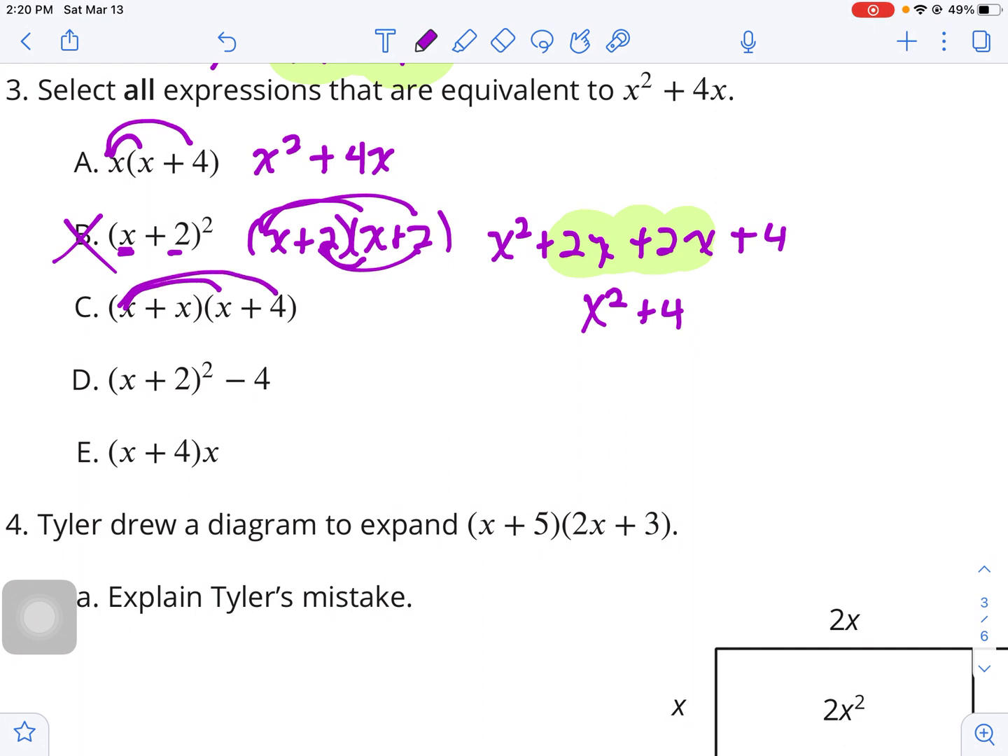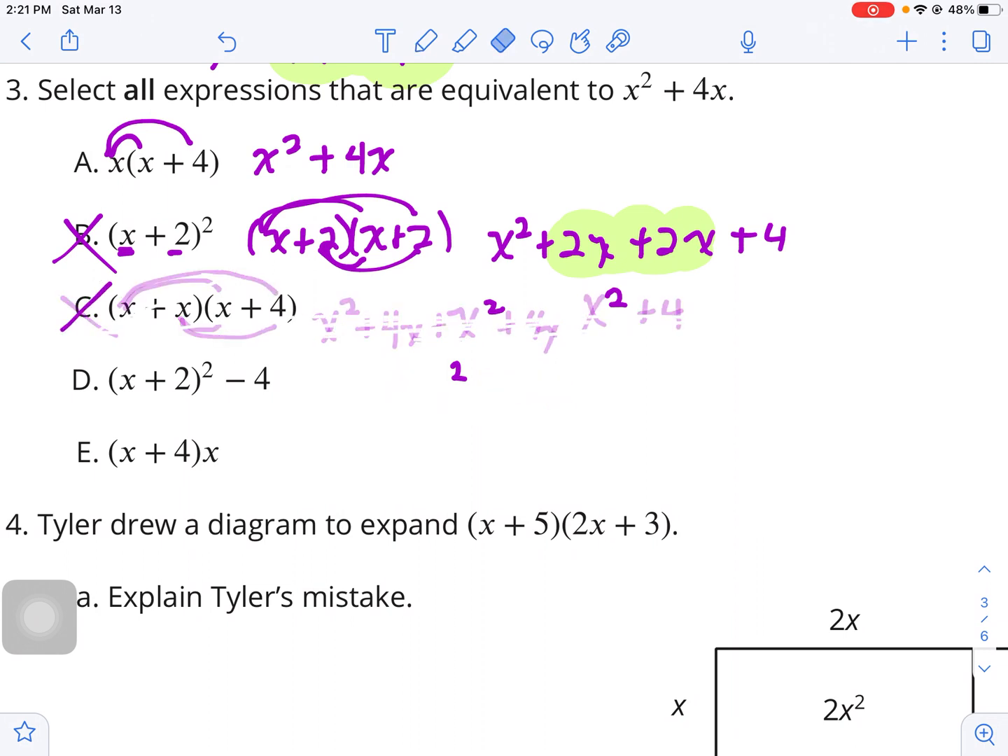X times x is x squared. X times 4 is 4x. X times x is another x squared. And x times 4 is another 4x. So we get 2x squared plus 8x, and that's not the same. That's 2 times what we have up there. Let's see. And then the next one, so this is a no.